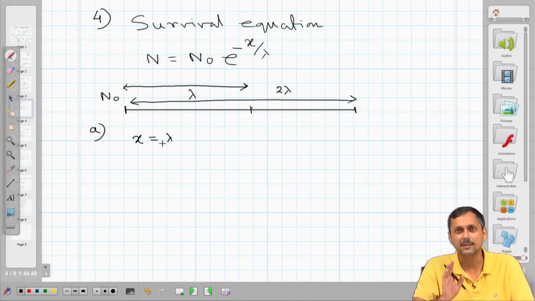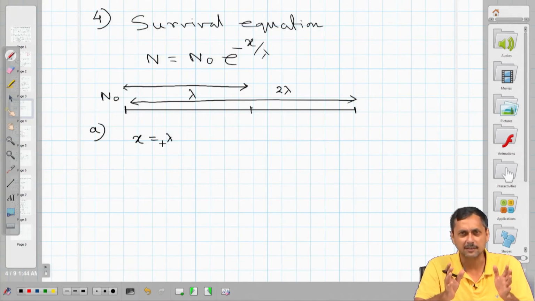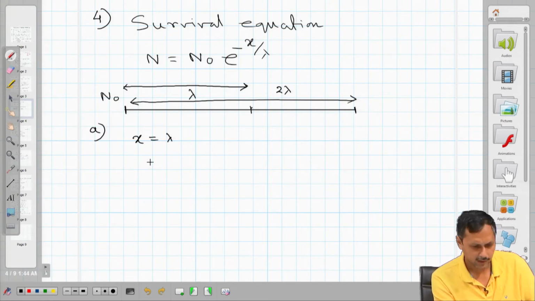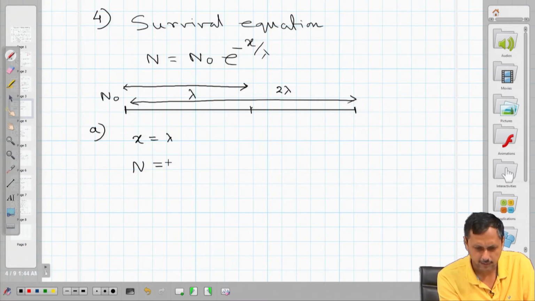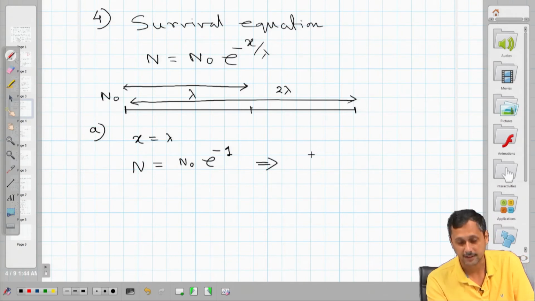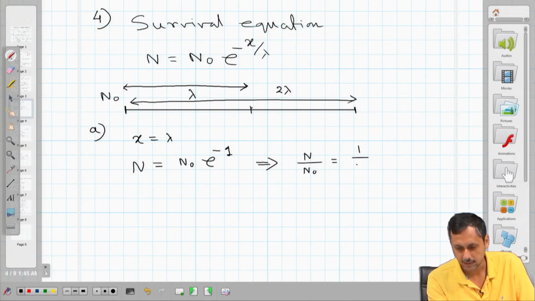So, basically the survival equation gives you the number estimate of molecules that remain without suffering a collision over a distance x. So, for the first part, all we have to do is put x equal to lambda, and n is n0 e to the power minus 1. The fraction we are looking for is basically n by n0. This is 1 by e.